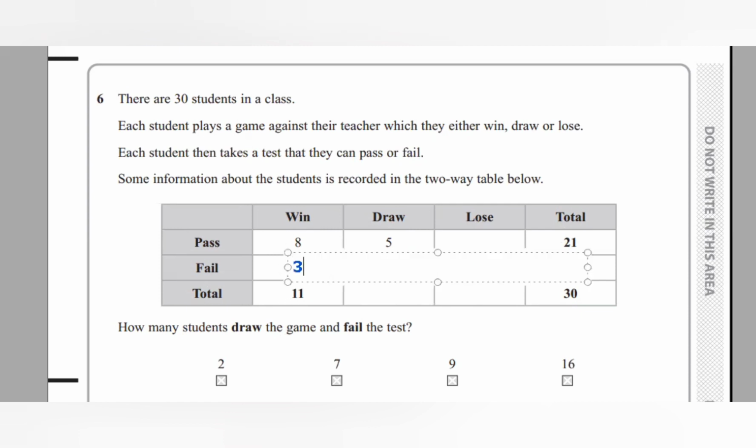8 plus 3. Very good. And then we finish this total. Now let's come to this one. 8 plus 5 plus something equals 21. You can use a calculator for this.